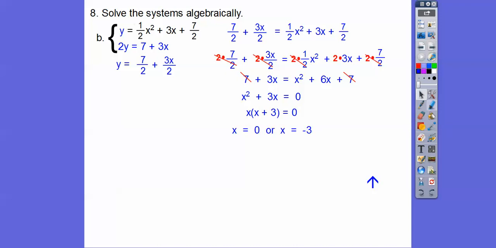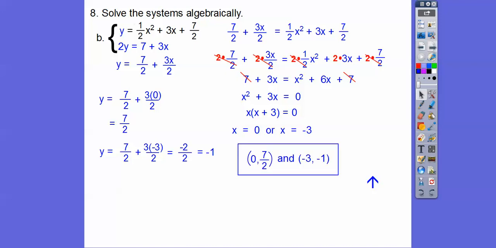And then plug in x equals 0, probably right here. So this would be 0, so this would be 7 halves. Plug in -3 right here, so we get -9 halves plus 7 halves is -2 halves. So anyway, when we do that, we get those y values. So there's our ordered pairs right there. Okay, all right, what else do we have? Okay, let's do this guy.